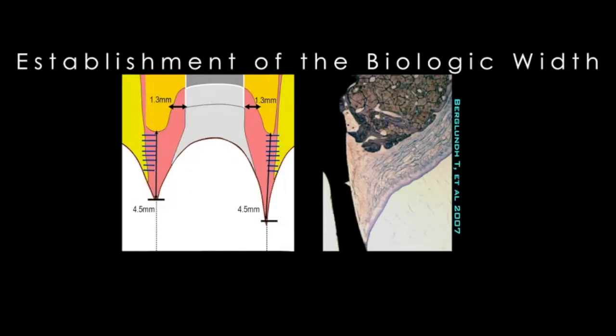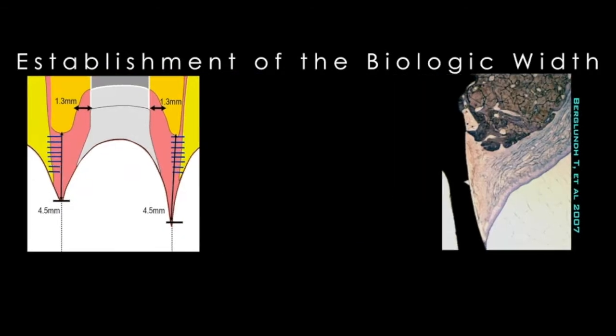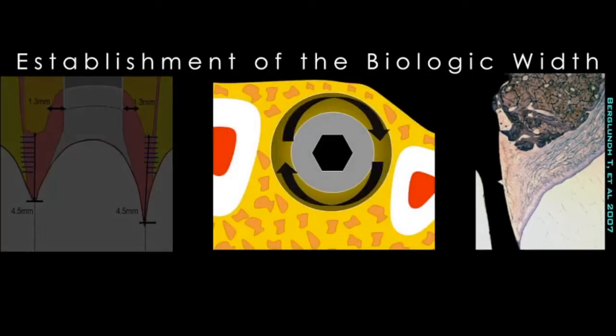Now, we were talking a lot about the establishment of the biologic width. And Berglund and Lindhe and all those people from Sweden did a lot of research on this topic. And what they saw is that this establishment of the biologic width is not just on the mesial and on the distal. This establishment of the biologic width happens 360 degrees around that implant. And why is that important?